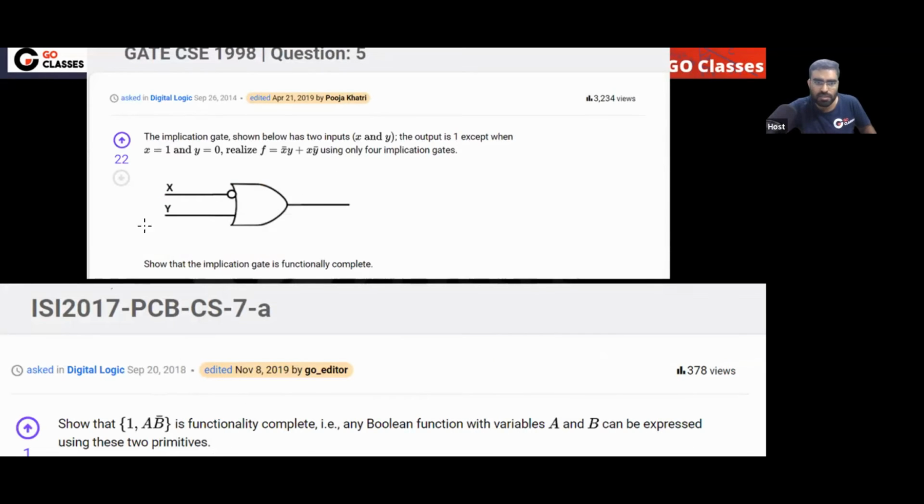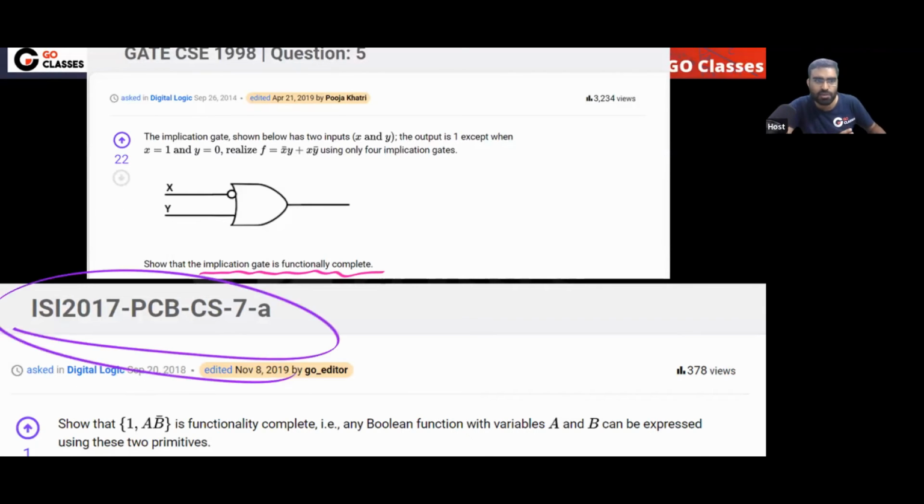Just compare this GATE exam question and this ISI exam question. You can see implication gate is given to you and the question is asking whether implication gate is functionally complete. Because a digital circuit is given to you, 0, 1 are by default available to us.